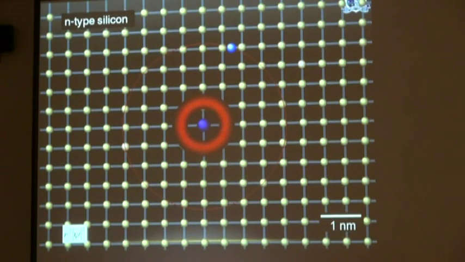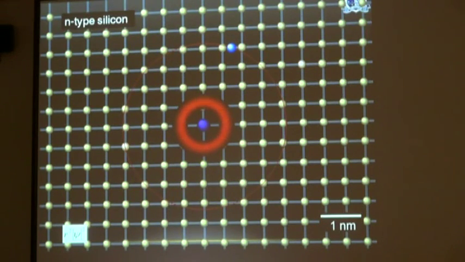All of your electronics in your laptops and your computers and your mobile phones contain phosphorus-doped silicon, with a phosphorus atom substituting for the silicons. Here is an inner shell of tightly bound electrons, which don't do very much, and here is the fifth electron in loose orbit around the phosphorus atom, and this is with the crystal cooled right down.